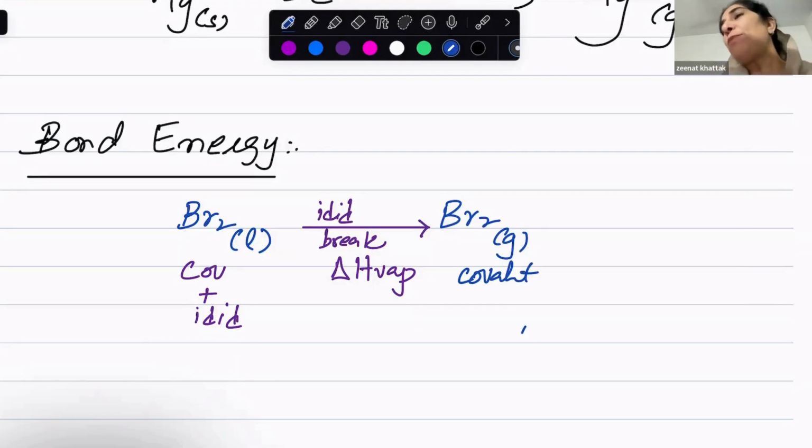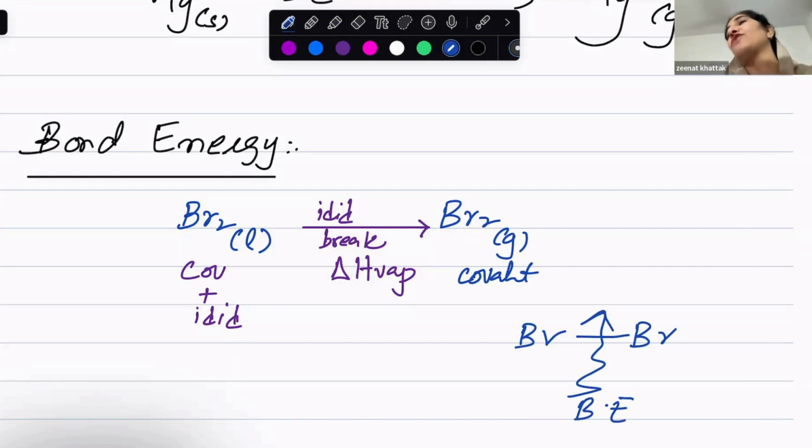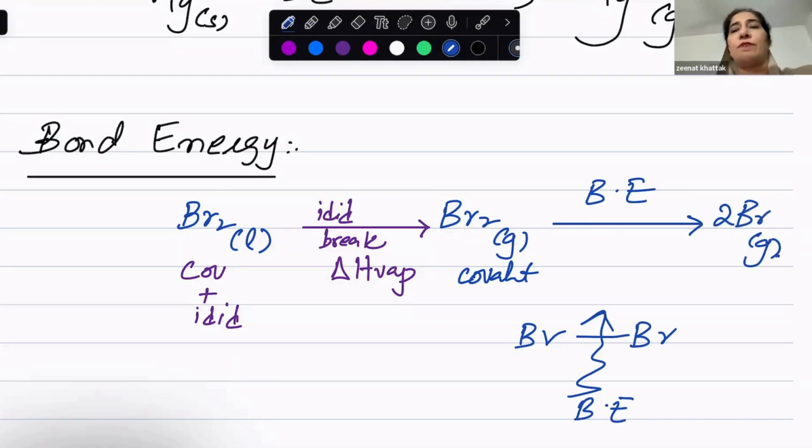Now, if you provide energy, the covalent bond breaks, and that is called what? Bond energy. Bromine atoms are formed, right?